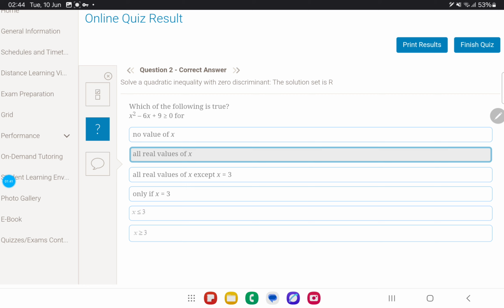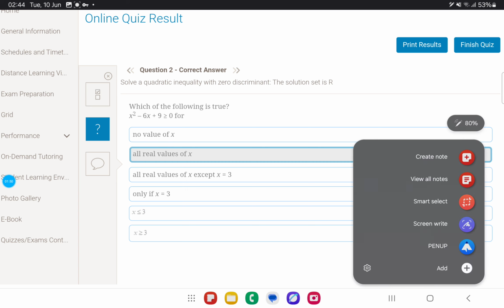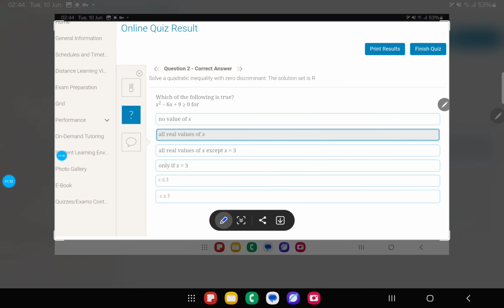Now to go for question 2. Which of the following is true? X squared minus 6x plus 9 is greater than or equal to 0. Alright. Now, this is the same style, except we have equal now, right? Oops. It's greater than or equal. Now let's just see the number. Let's factor it. You put mode 5-3, 1, negative 6, and 9. You get one root, which is x equal to 3.